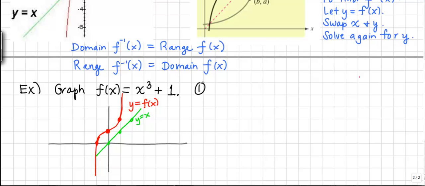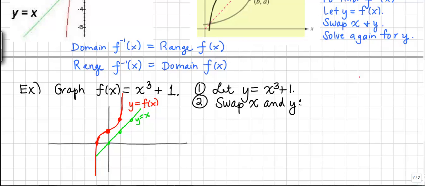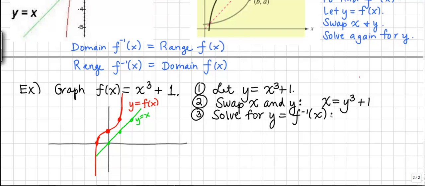What I'm going to do, again, step 1, is I'm going to let y equal f of x. Step 2, I'm going to swap x and y. And I'm bothering to do this to find an inverse because I know that the original graph is indeed one-to-one. So swap x and y, which leaves us with x equals y cubed plus 1. And then step 3 is we're going to solve for y after we've swapped, and when we do, we'll have f inverse of x.